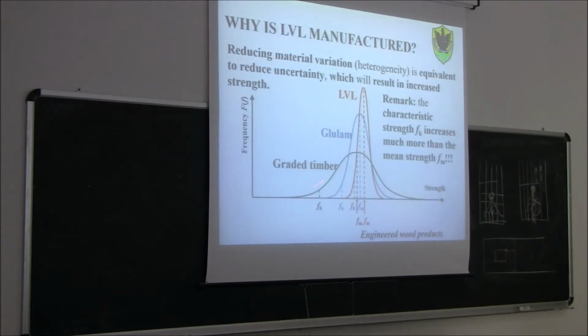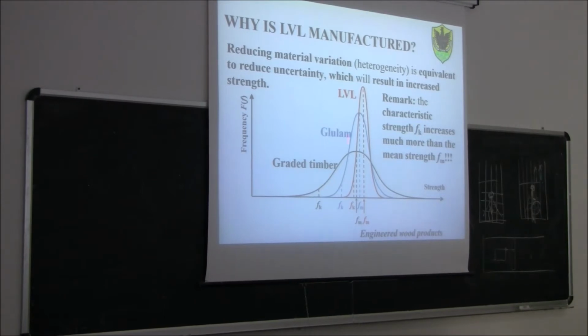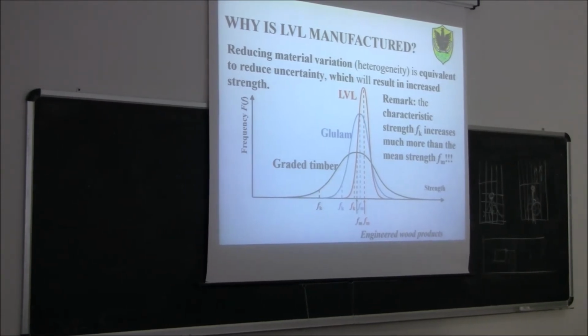Just to remind you, see graded timber, the probability density function, graded timber, Eurolam, LVL. So LVL is about the most reliable one. Because you see the Gauss, the normal distribution, is with a smaller standard deviation. The mean strengths are almost the same, but of course, since the standard deviation is lower, the characteristic value of strength is much higher for LVL compared to Eurolam and graded timber.